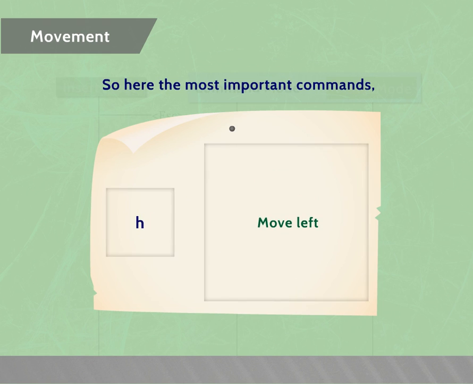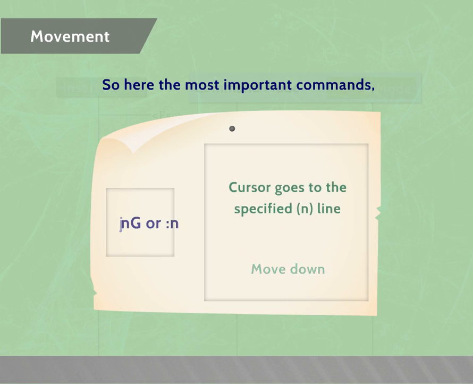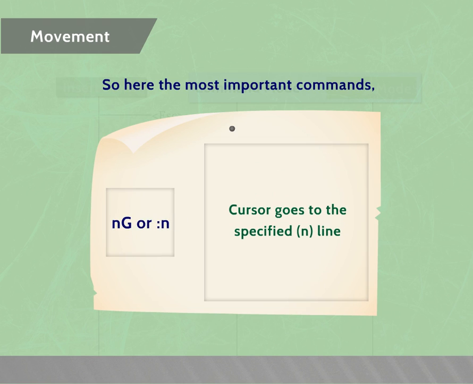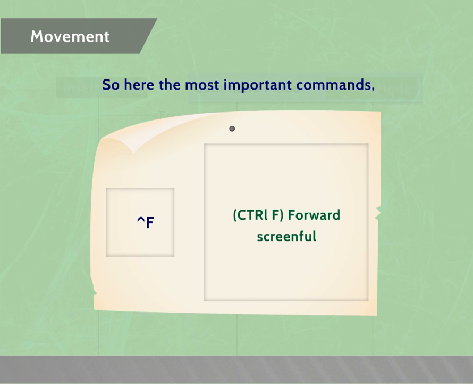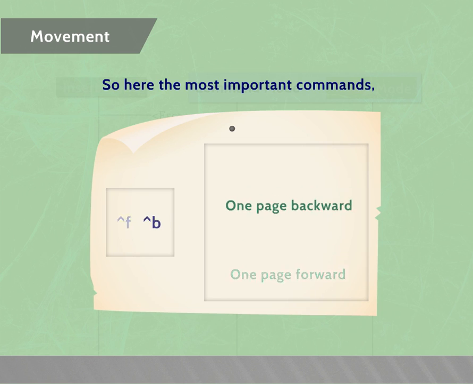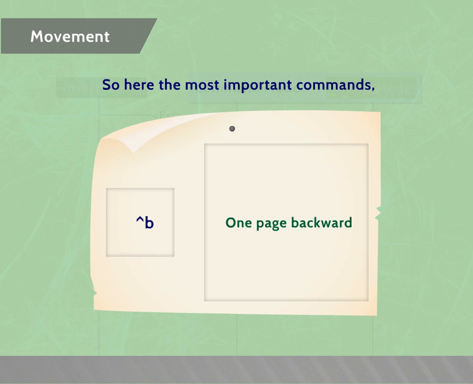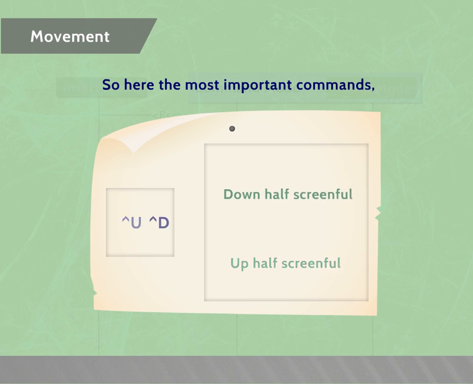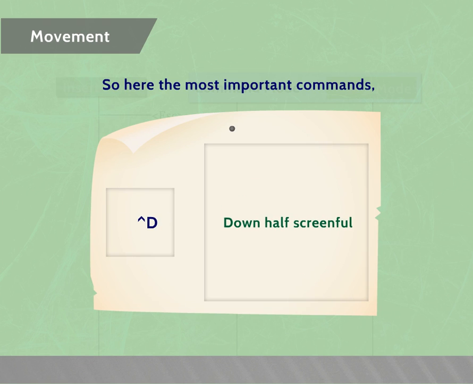H: move left; L: move right; K: move up; J: move down. nG or n: cursor goes to the specified line. Ctrl-F: forward one screen full. Ctrl-B: backward one screen full. Ctrl-f: one page forward. Ctrl-b: one page backward. Ctrl-U: up half screen full. Ctrl-D: down half screen full.